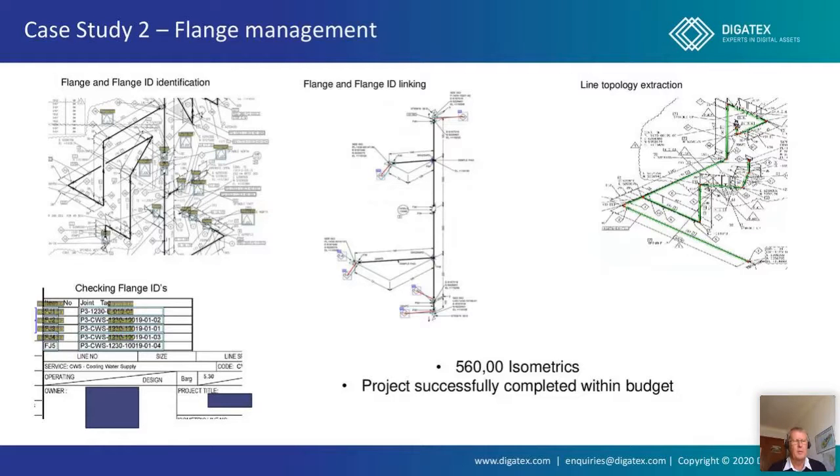They're quite complex, some of these isometric drawings. We had to work out the topology of the line. We had to then identify the flanges on that line. We had to then identify the gasket and bolting data for that particular line and pull it all together and do that 560,000 times. That project's been completed and handed over now. So that's taking PDF isometrics and creating a structured flange register for all of those drawings.